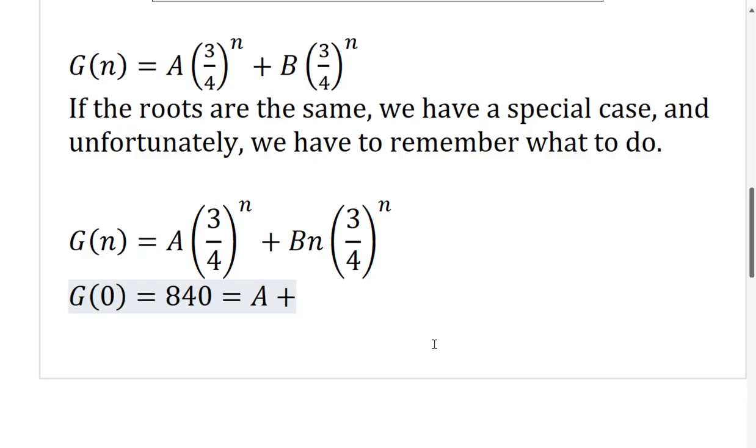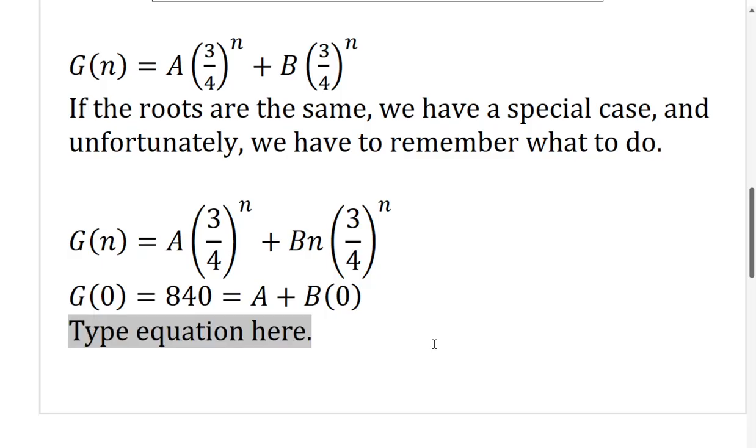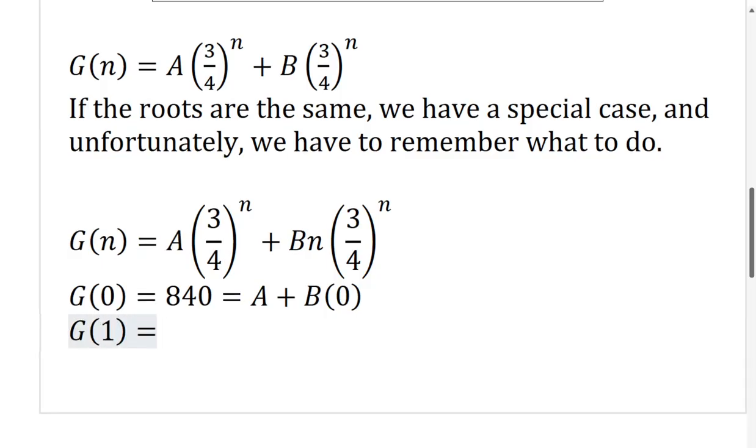B of 0, so A is just 3, plus B by 0, by 3/4 to the power 0, so that just makes it 0, which is exactly what I hope. So we have A is 840, okay, and then we're told G of 1 is 820.